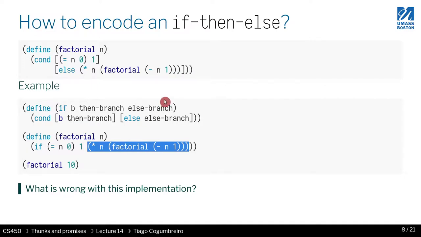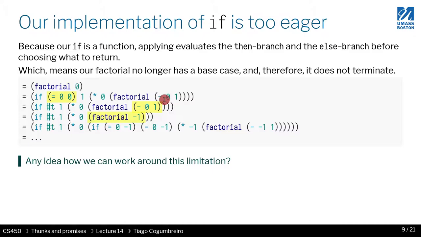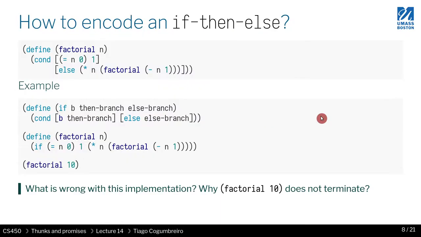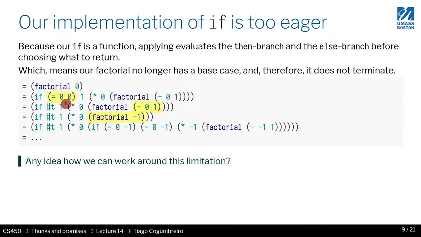So what do you think is going to happen? Your factorial is going to recursively run, and whether the base case is hit or not, you're still going to run it recursively over and over, and you'll get the factorial of negative numbers going down, down, down. Why? Because you're not delaying the evaluation of the else branch, and you're not delaying the evaluation of the then branch either. So in that case, for factorial, you would get an endless loop.